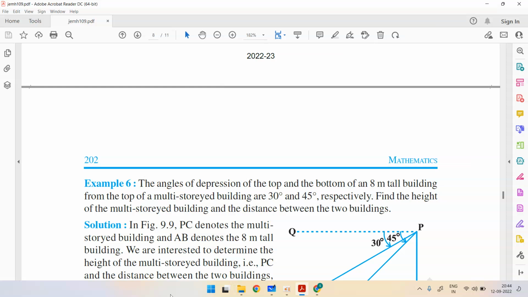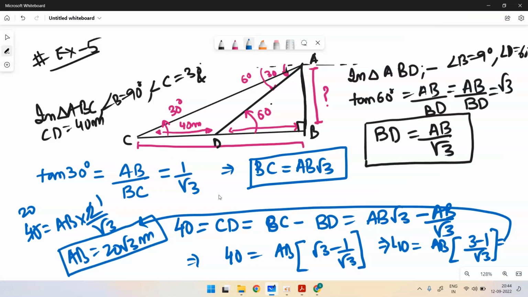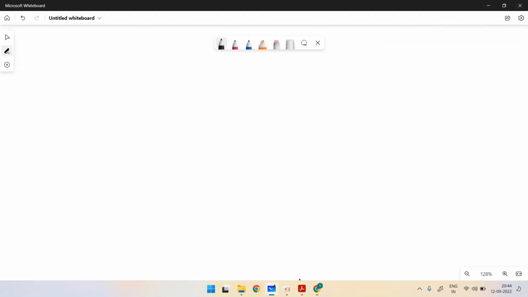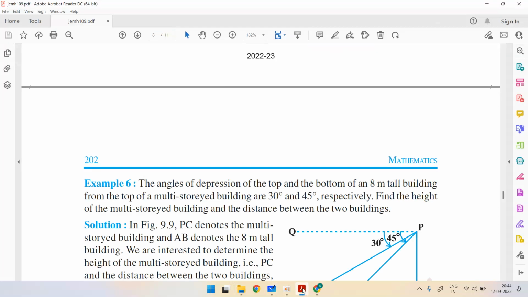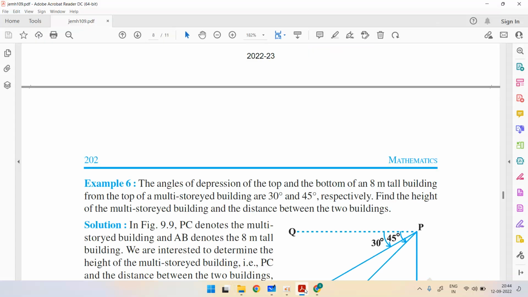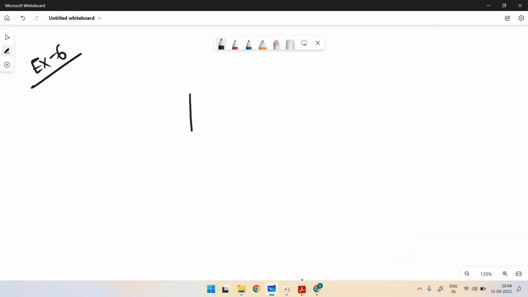Okay, so how will you do this? Simple. No need to apply your brain. Just draw the diagram. Everything is possible if you draw the diagram. Example 6. What is given is that this is 8-meter tall, and everything depends on the top and bottom of the 8-meter tall building, seen from the multi-story building. This multi-story building is always greater than the normal building.